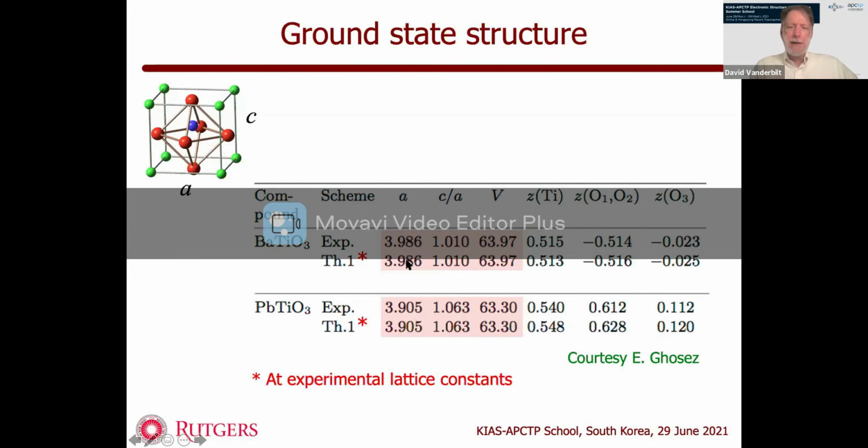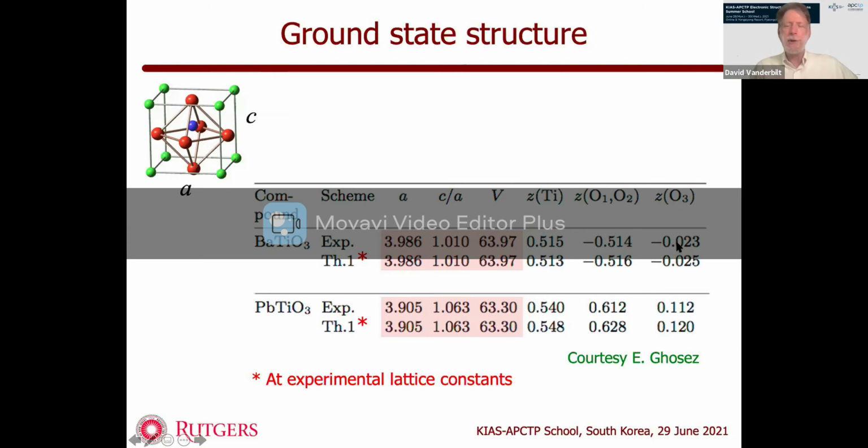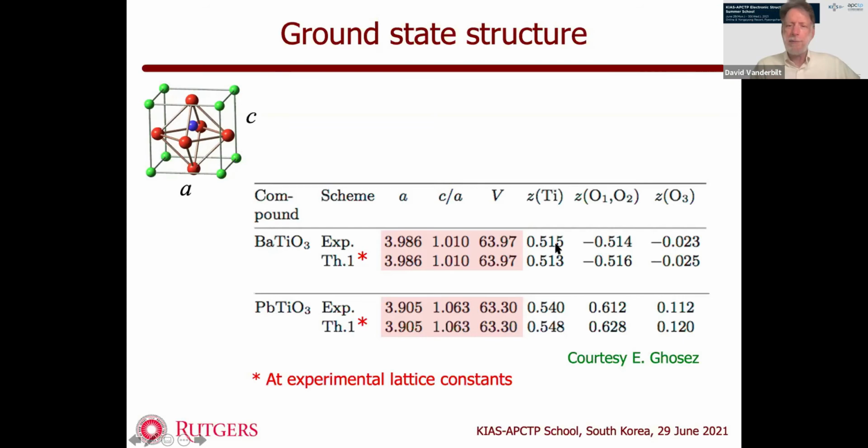We found that the best results are obtained if we actually fix the lattice constants to be the experimental ones. But then these are the theoretical internal coordinates in lattice units. And these are the experimental internal coordinates in lattice units. So you see we get a very good agreement. The barium atom and titanium atoms, if they were exactly equally spaced in the cubic structure, this would be exactly 0.5, but it's not exactly so.